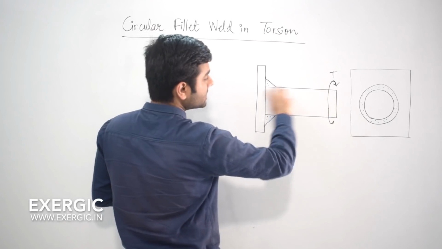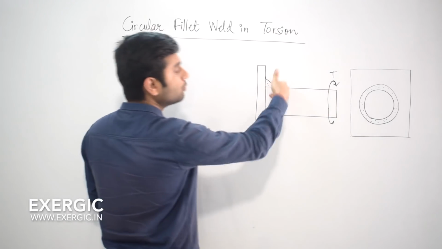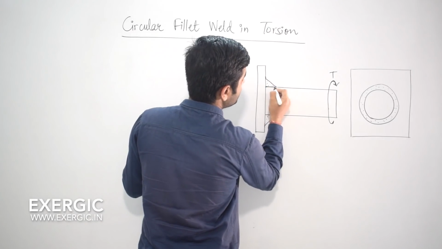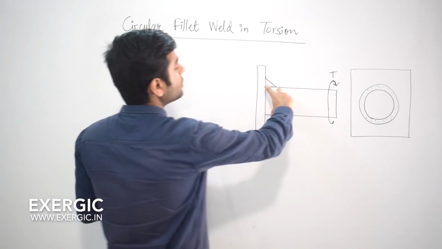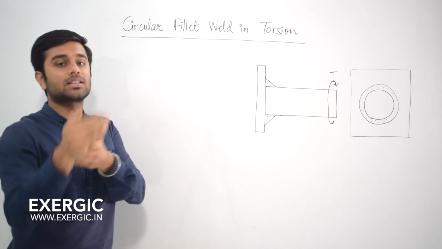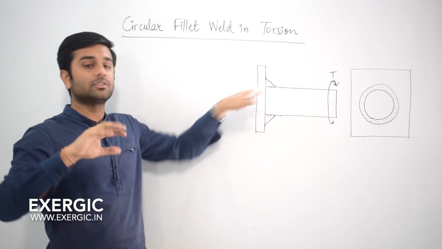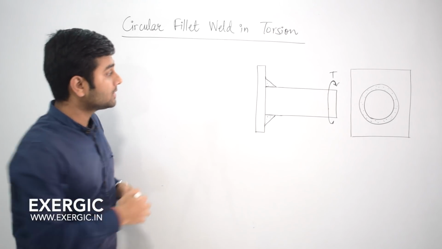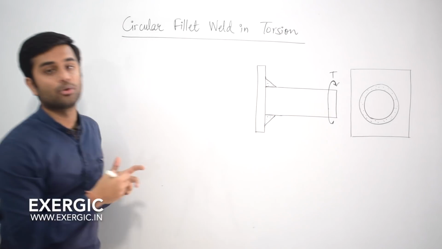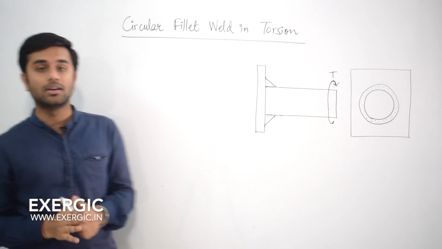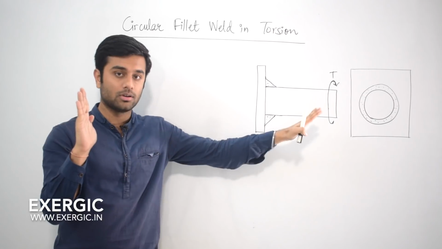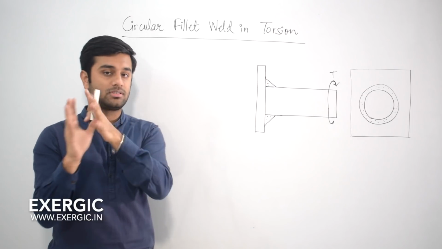Due to the torque, this shaft will have a tendency to rotate, to move, to twist. And this bottom part of the weld, which is joined with the shaft, will also try to move with the shaft, because obviously both of them are joined together. So if the shaft moves, this lower part of the weld will also move. But this side part of the weld, which is linked with the rigid support, is not going anywhere, because this support is fixed. It is not moving as a result of torque. So this part of the weld will also stay there.